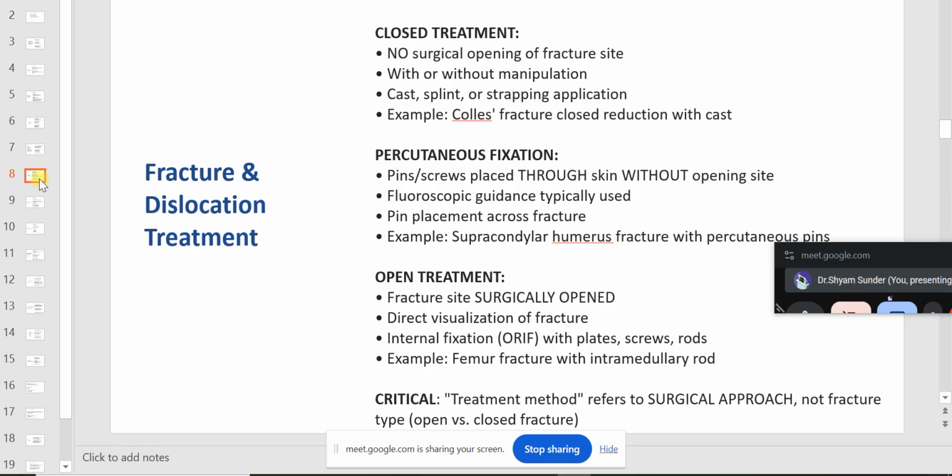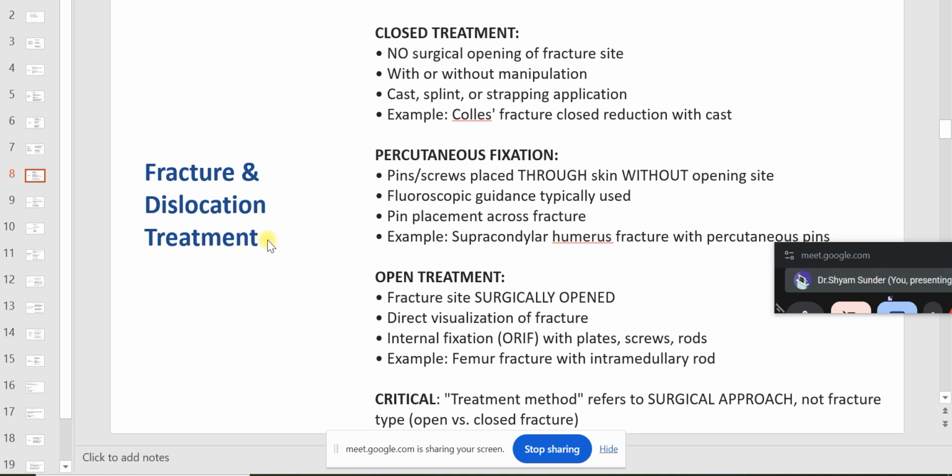Now coming to fracture dislocations, treatment of fracture and dislocations. So, what are the types of fractures? If you remember ICD, you had the discussion. Open fractures and closed fractures. Also, we have pathological fractures and traumatic fractures. So, irrespective of the type of fracture, we have the classification of the treatments. Here, we are talking about the type of treatment. We have three types of treatment for fracture or dislocation: closed treatment, percutaneous fixation, open treatment. This is for fracture and dislocation.